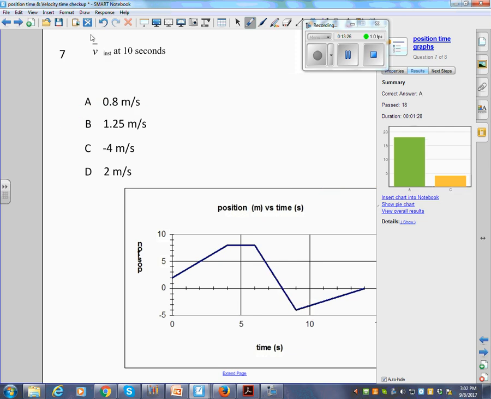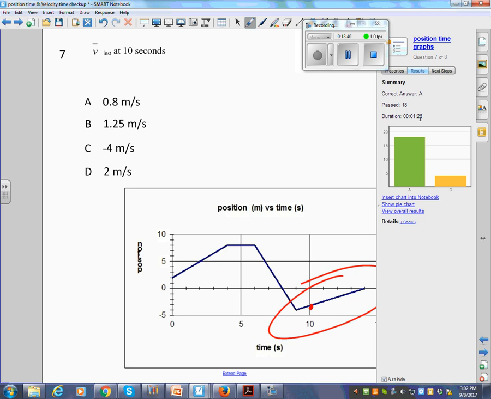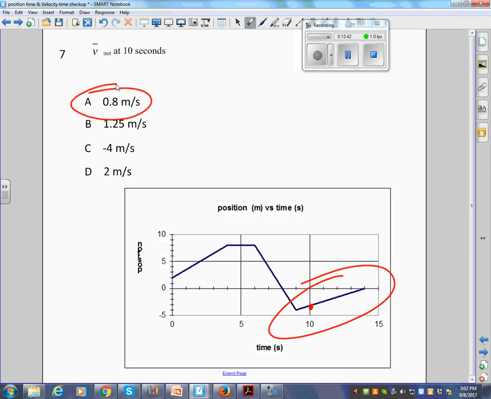V instant at 10 seconds. What does instantaneous velocity mean? It means the slope at that instant. But because it's a straight line, the slope remains the same. So you simply find the slope of that whole line, right? And it's A. It's 0.8. The slope of that whole line. If it's a velocity time graph, then you just read it off, going straight across. Now, what if that graph was curved? How do you find instantaneous slope? Do you remember? Tangent line. You have to draw the line, pick 2 points, tangent.